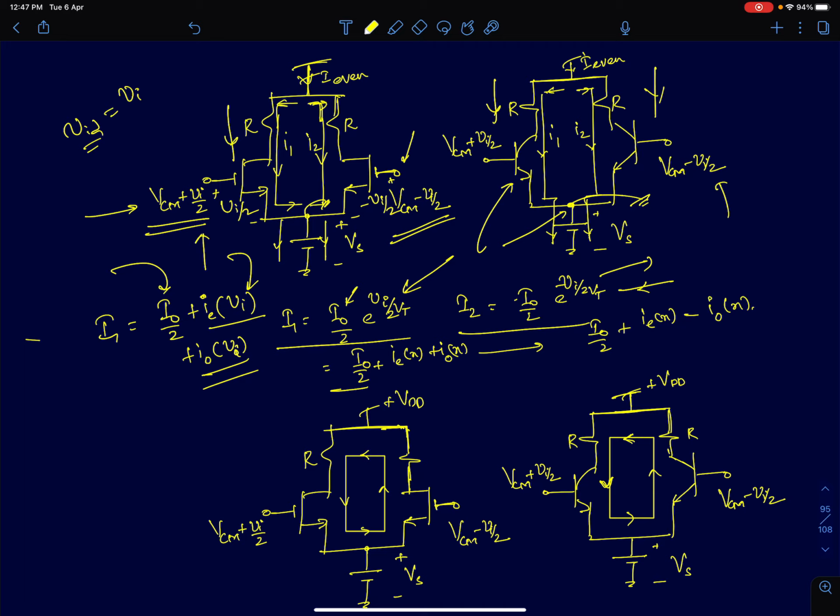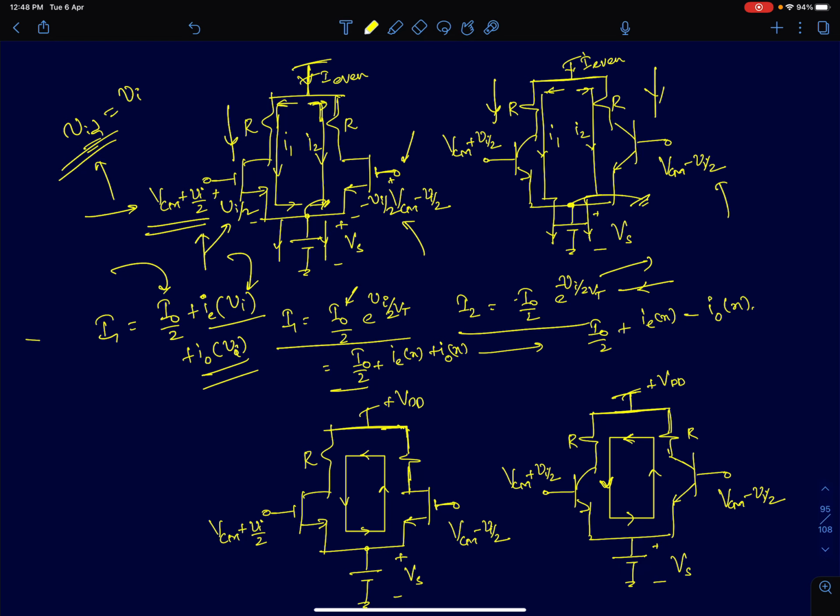The reason being that when we discuss current biased differential pairs, we will see that that is no longer the case. The input will no longer distribute symmetrically as you keep increasing the differential input magnitude. For a voltage biased differential pair, the input does distribute itself symmetrically. So if for one side of the MOSFET it's plus Vi by 2, for the other side it's going to be minus Vi by 2.